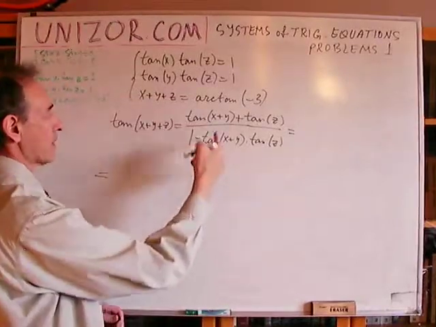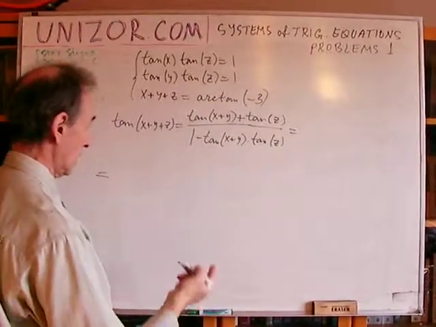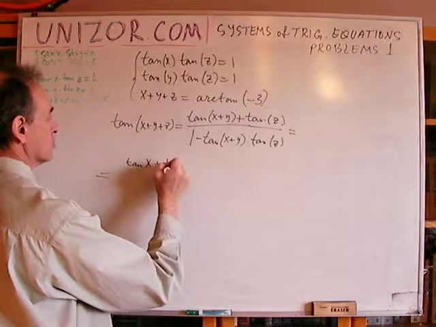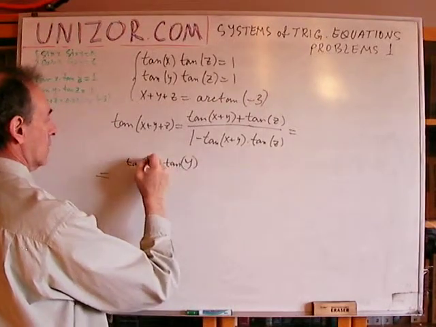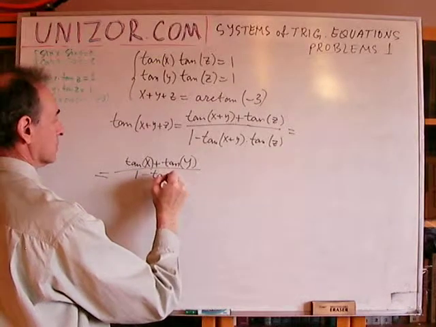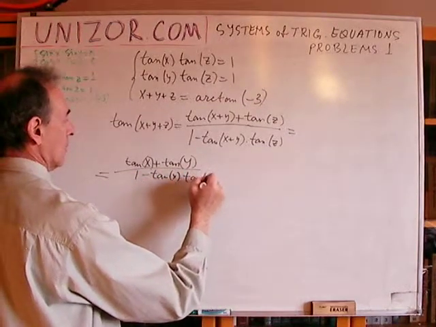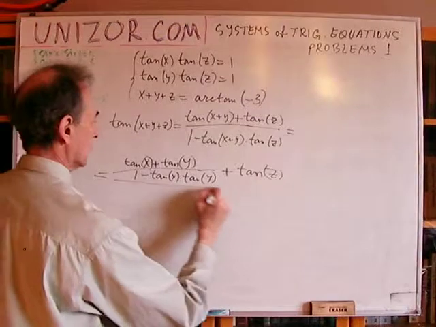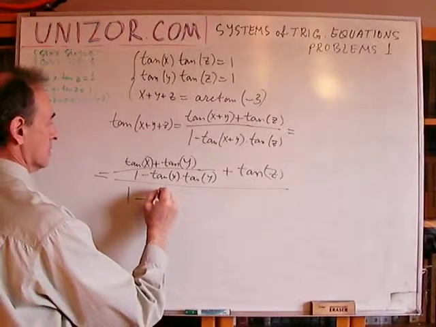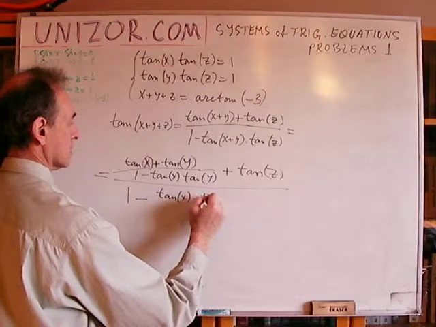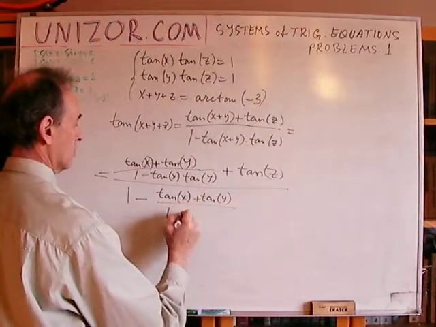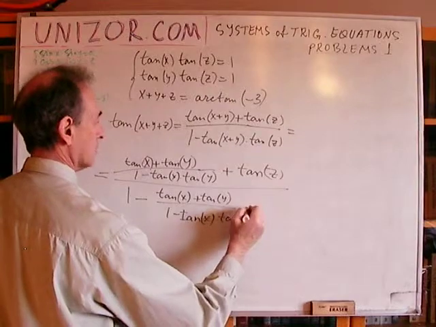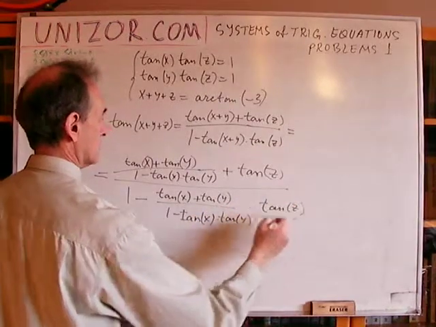Okay, now let's express tangent of x plus y in terms of tangent x and tangent of y. So I will have tangent x plus tangent y over 1 minus their product. Plus tangent z, divided by 1 minus, same thing here, tangent of x plus tangent of y over 1 minus tangent of x, tangent of y, times tangent of z, right?